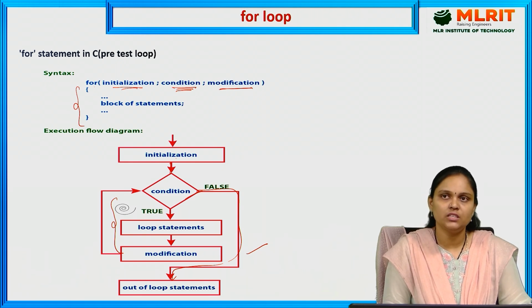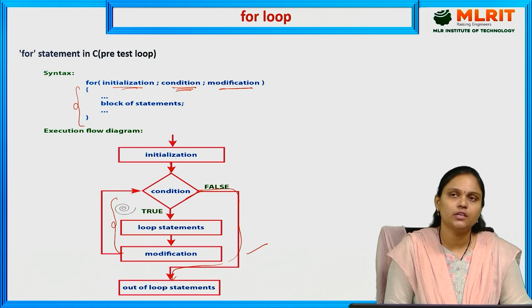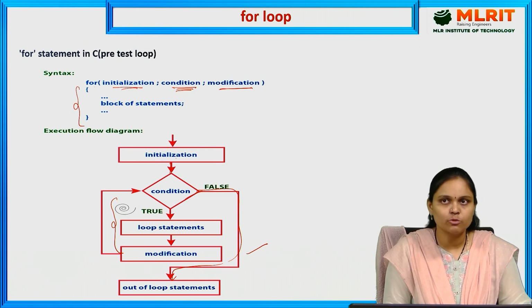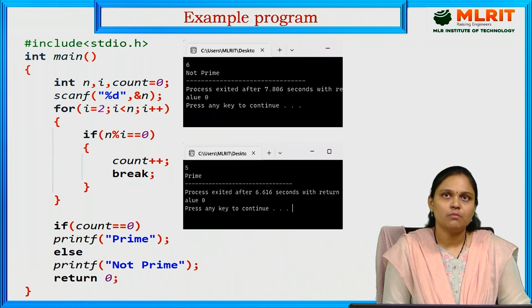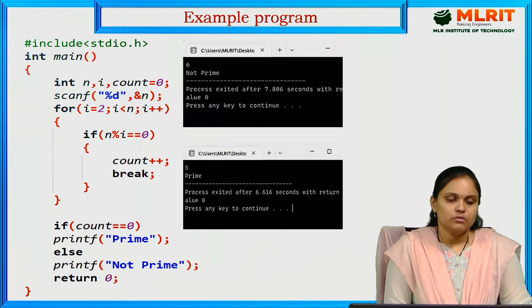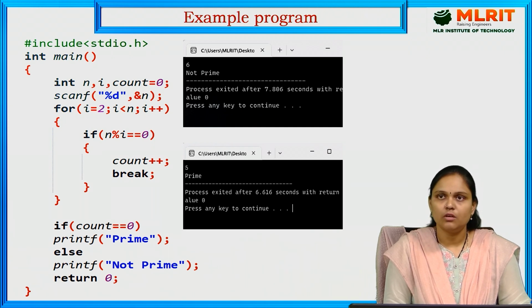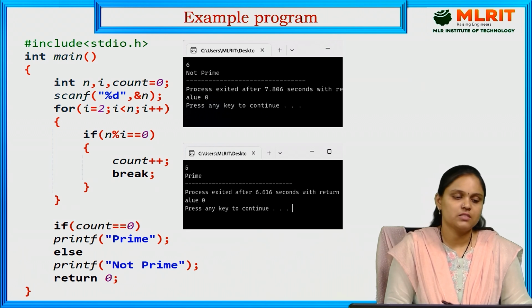So after checking the condition, only then are we going to enter into the block of statements, and those statements that we have given will get executed. One example program for a for loop is to find whether a number is prime or not. This is the logic that we are using.